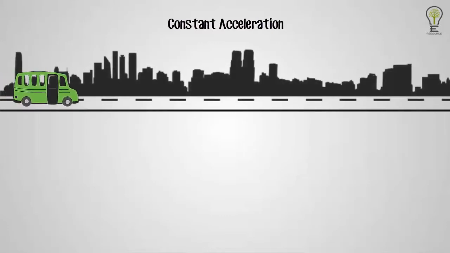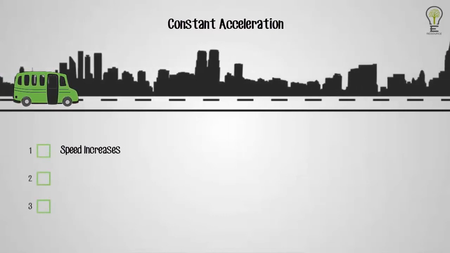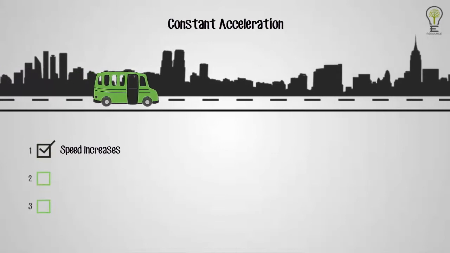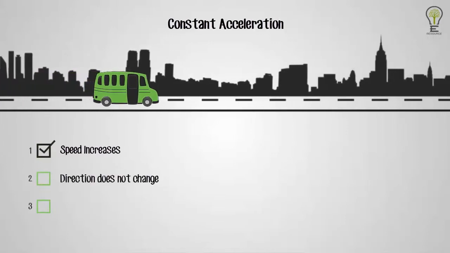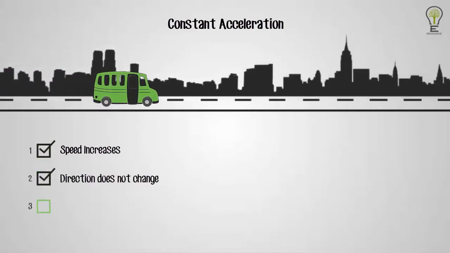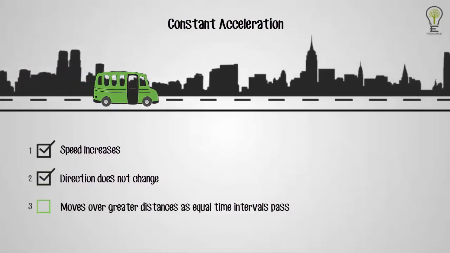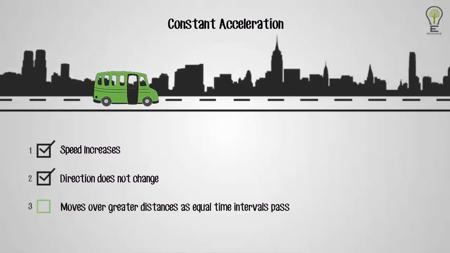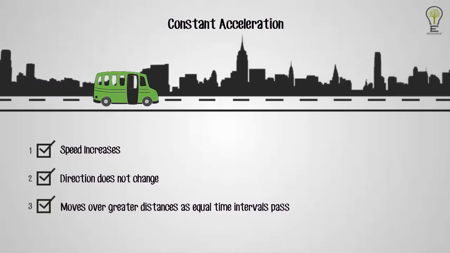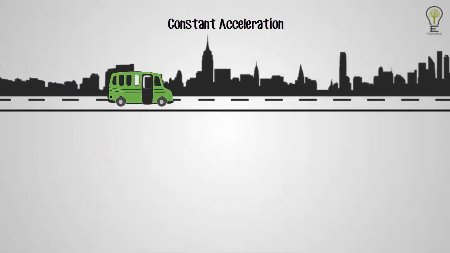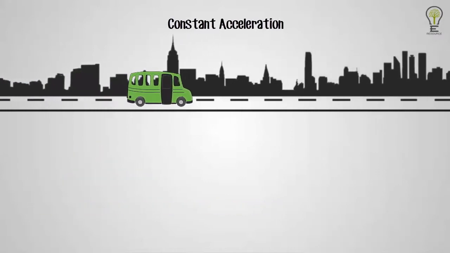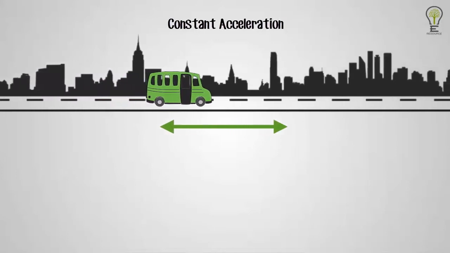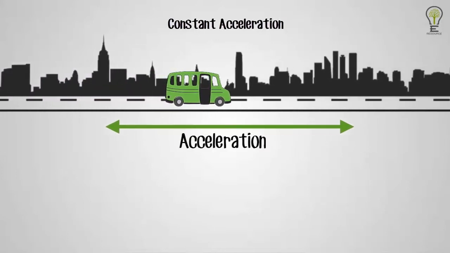Now let's talk about the second type of motion, which has constant acceleration. In the case of acceleration, speed increases and direction does not change. In addition to this, it moves over a greater distance as equal time intervals pass. Now look at this example. In this example, the car is going faster and faster.